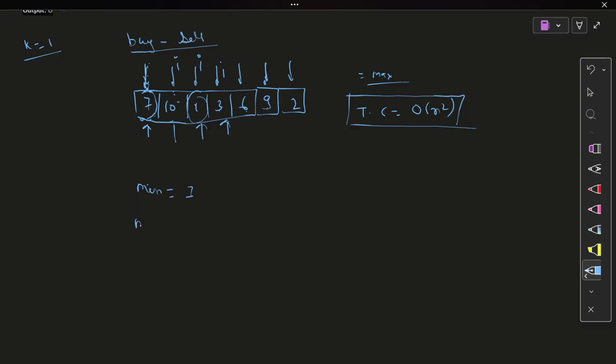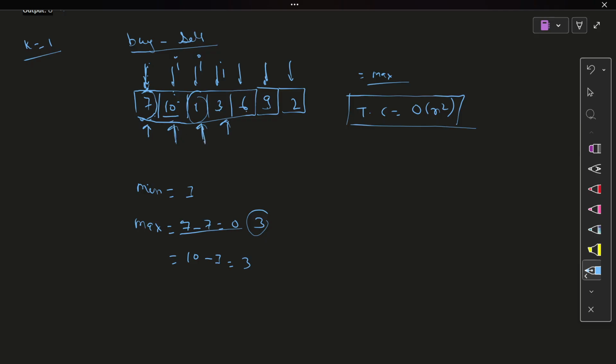Here i is here, and selling price is 7. So max equal to selling price 7 minus minimum 7, which is 0. Then update minimum: is 7 greater than 10? No. So here 10 is the selling price. Then 10 minus 7 is 3. Update maximum to 3.